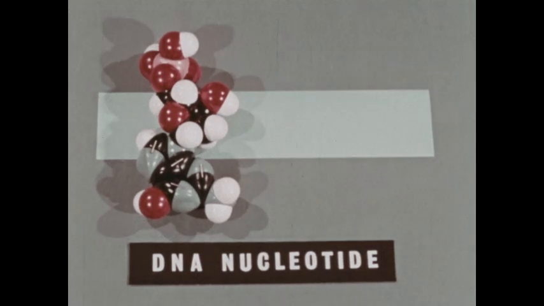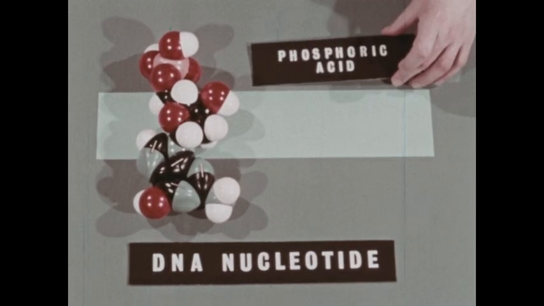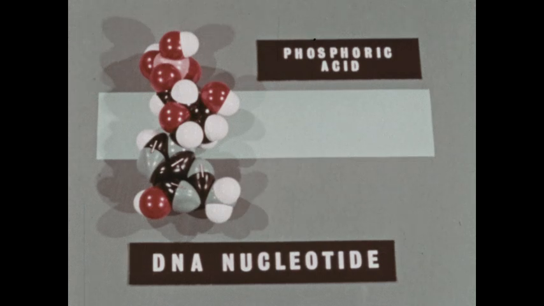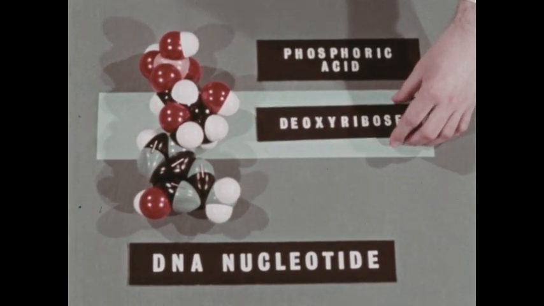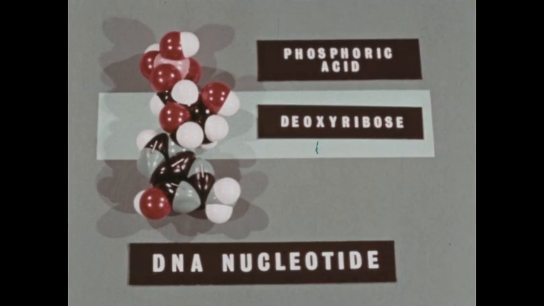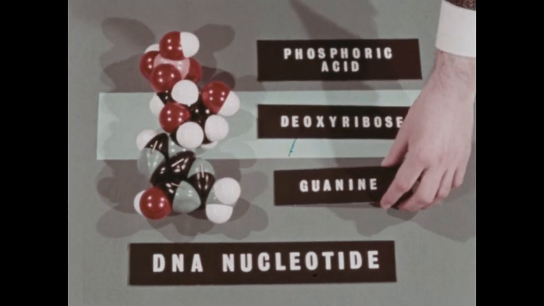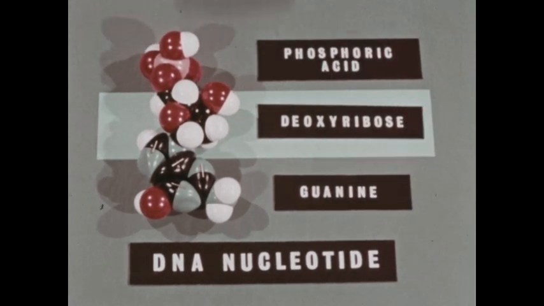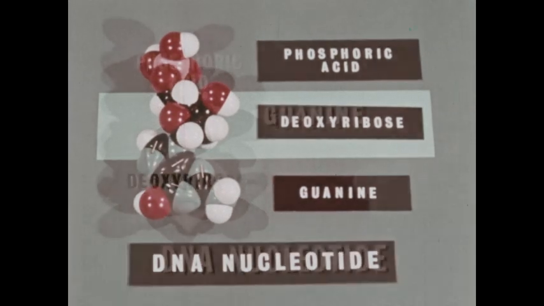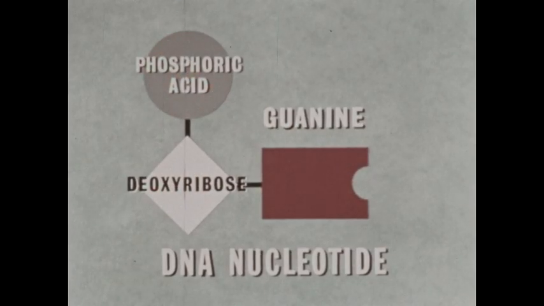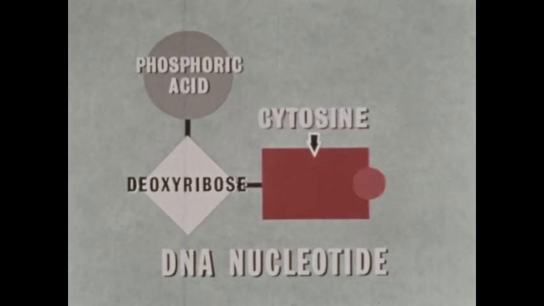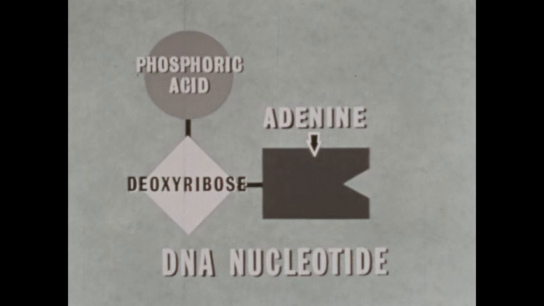The first molecular component of the nucleotide is always phosphoric acid, a compound of phosphorus. Linked to this is the second molecular component, always deoxyribose, a simple sugar. Linked to deoxyribose is a third molecular component. This is guanine. However, the third component of a DNA nucleotide is not always guanine. The third molecule varies. It may be the chemical compound guanine, or it may be cytosine, adenine, or thymine.